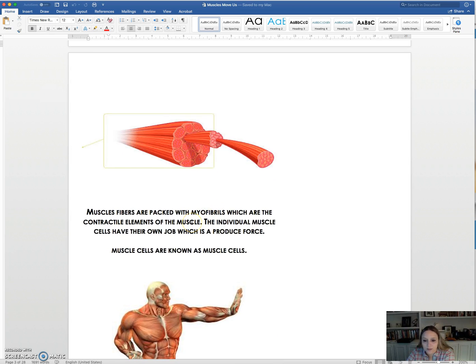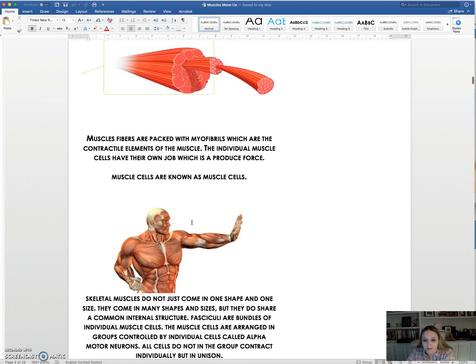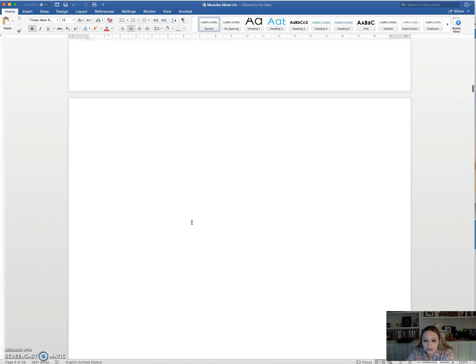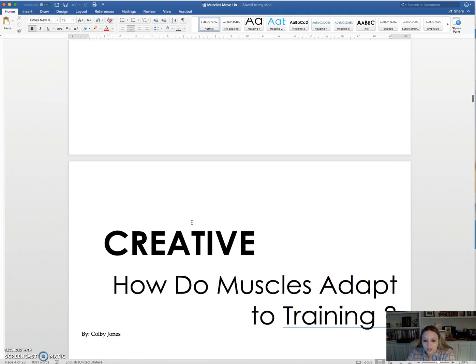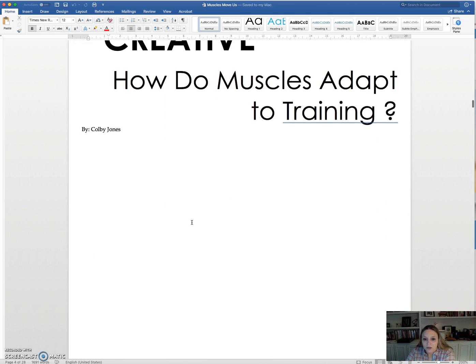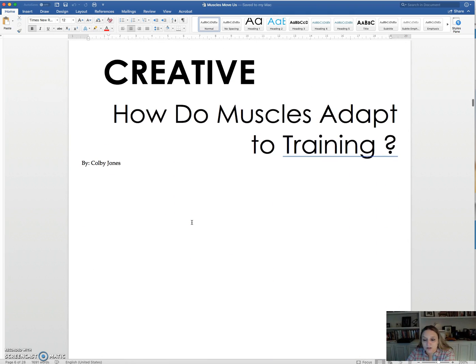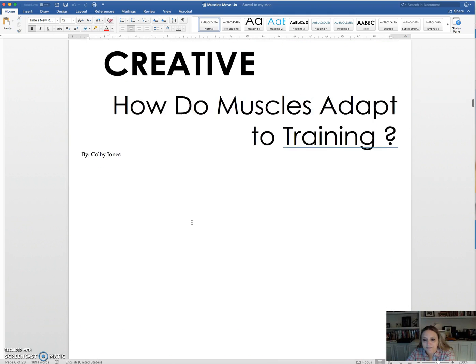If you use 10 pages and you don't cover all your content, you are not going to get a very good grade for your part of the project. You must cover all the content. Okay, so Kobe, how do mussels adapt to training?